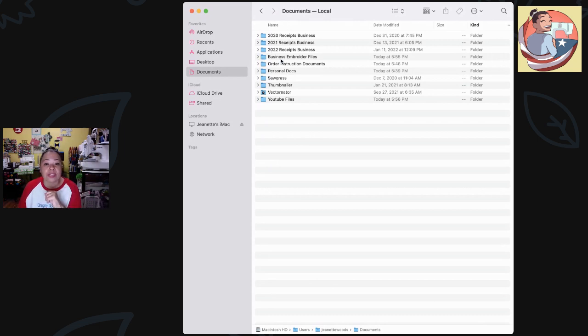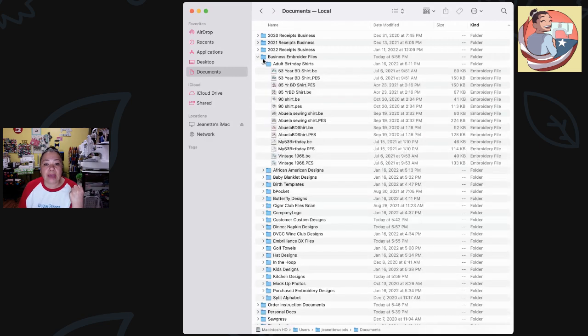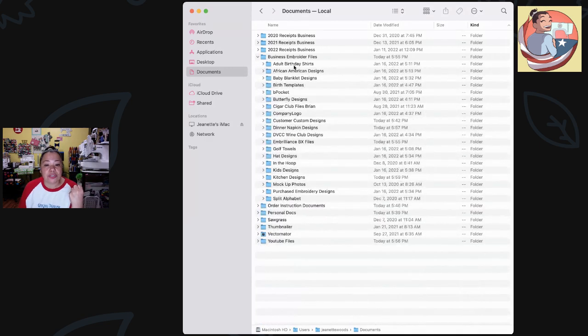So here on the next folder, right at the bottom, you see it's called Business Embroidery Files. Now, I usually buy all of my embroidery files for my business. I really don't buy them for personal use and stuff like that. So I usually have them all down here, and as you can see, I have everything categorized.